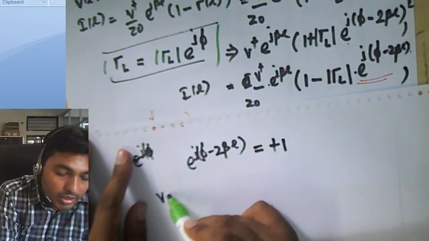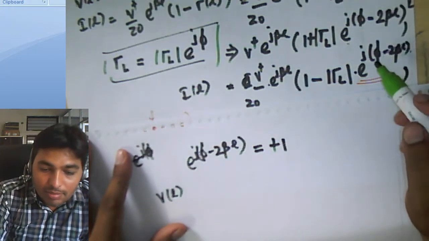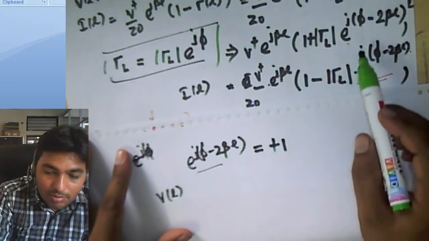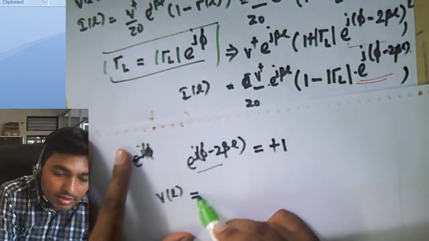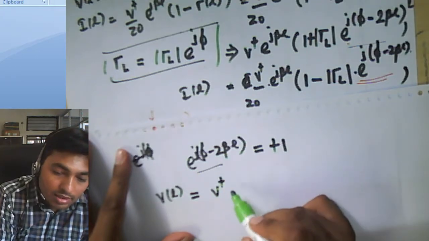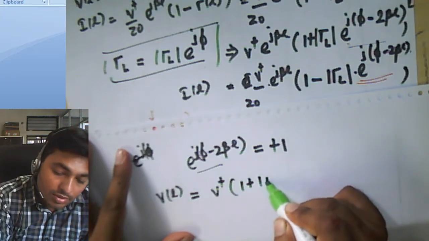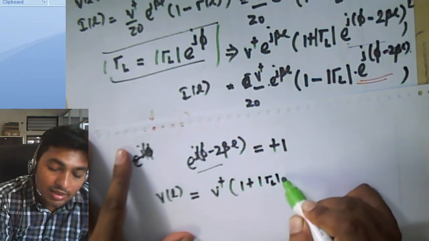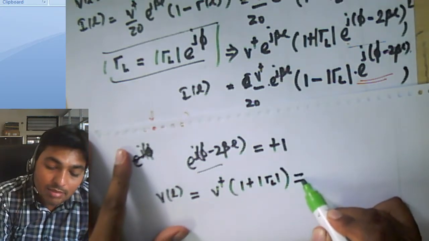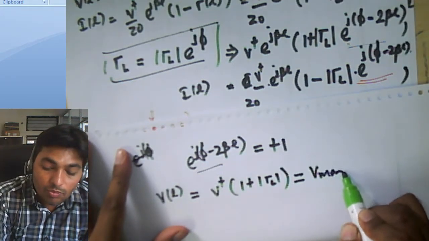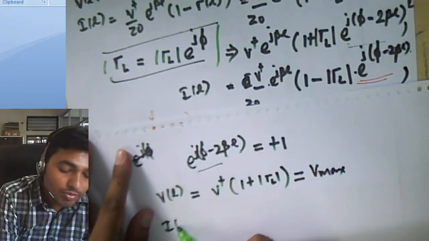In voltage at any point on the line, what will happen? This quantity will be 1, so the voltage term will add up. It will be V plus times 1 plus the magnitude of the reflection coefficient. We will have an addition of this, which means we will have a maximum voltage, a voltage maxima.